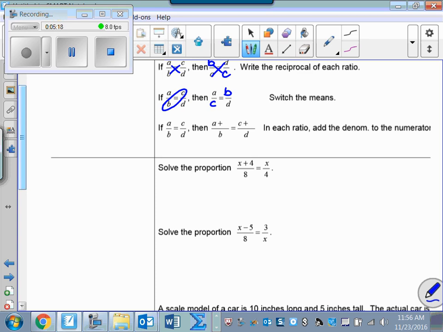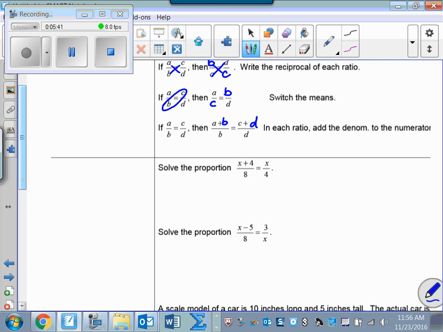All right, here's one you've probably never seen before and might not have thought of. If I have a ratio, if I have a proportion, what I can do is add the denominator of each one to the numerator of each one. So for instance, I can add B here and I can add D here, and those two will be true because of the properties of proportions.